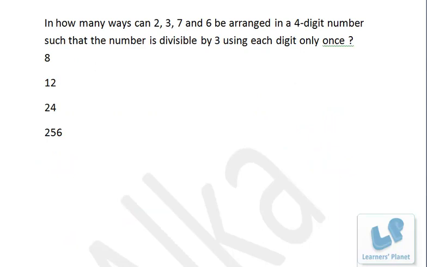Now, in how many ways can 2, 3, 7 and 6 be arranged in a 4-digit number such that the number is divisible by 3 using each digit only once? Now friends, it's a pretty simple problem. You don't have to go for even paperwork. Now what is the divisibility rule of 3? The sum of digits must be divisible by 3. Whatever is the order of the digits, that doesn't matter at all, right? So if it is 2376 or maybe 6732, doesn't matter. Whether the sum is divisible by 3 or not, that we have to see.